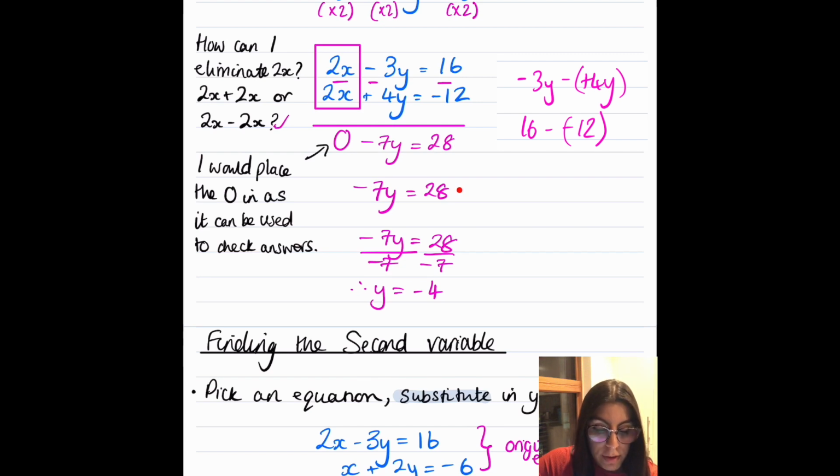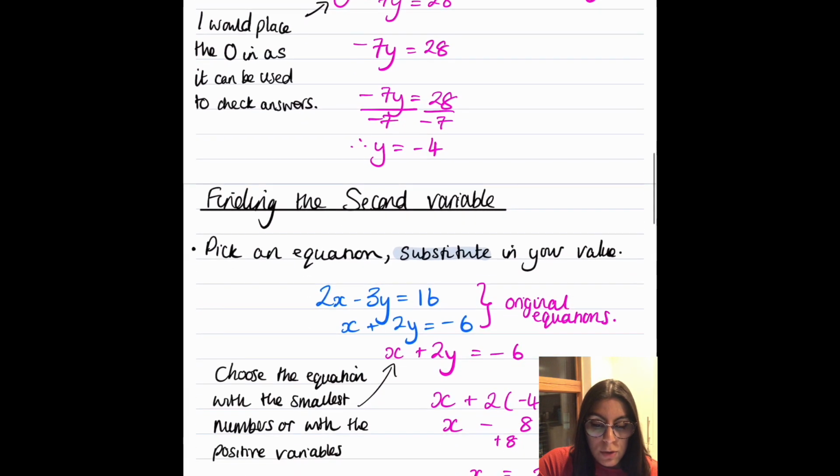Just a note, I would place the 0 in, as it can be used to check your answers. So just in case you're going back through your working out, just to double check your answers, or if you have got one wrong, if you're doing it at the same time as me, it's easy for you to go back and see where you've made that mistake if you've filled it in. I also think it's good practice, because the whole point of this method is called elimination method. Therefore, you should be eliminating something. You should be getting to 0 on a final answer. So I have now negative 7y equals 28.